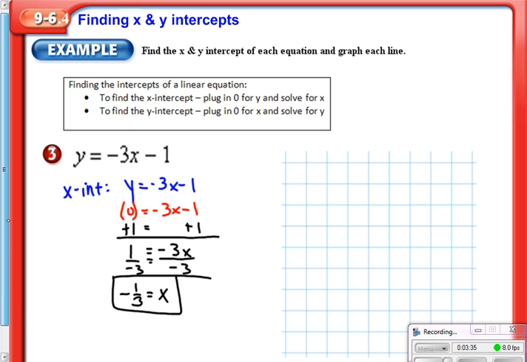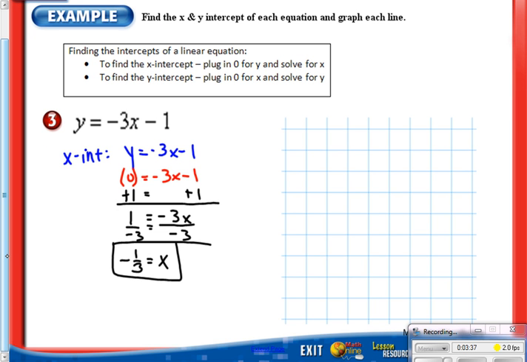Now you need to go ahead and find the Y-intercept. The Y-intercept, as mentioned above, you're going to put 0 in for X. So here's my Y-intercept. Put 0 in for X. So I have Y equals -3 times 0 minus 1. Solve your equation. Y equals -3 times 0 is 0. 0 minus 1 is -1. So this is your Y-intercept.